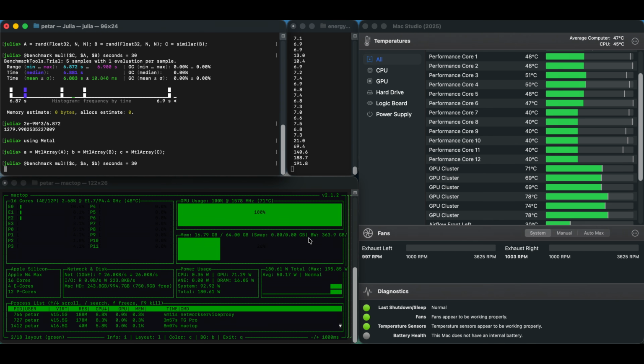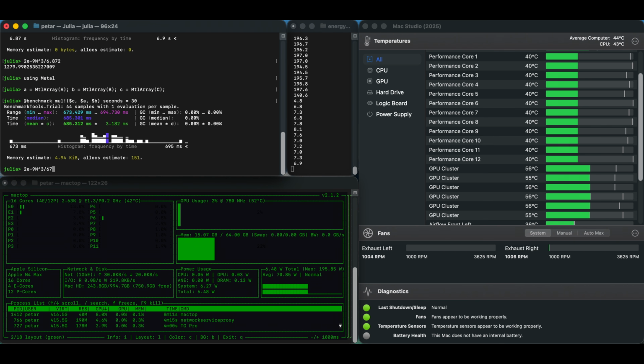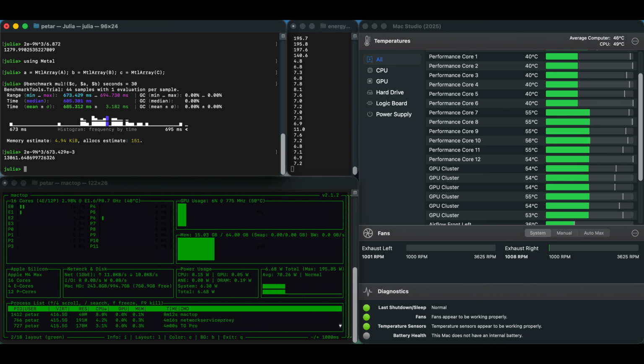Using the same flop calculation, we determine the GPU compute throughput at about 13 teraflops. So in this session, every step is deliberate. A simple single-threaded kernel for baseline bandwidth, a blast kernel for multi-core scaling, and matrix multiplication to reveal the compute ceiling on both CPU and GPU.